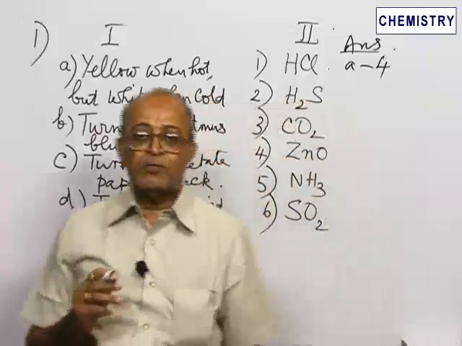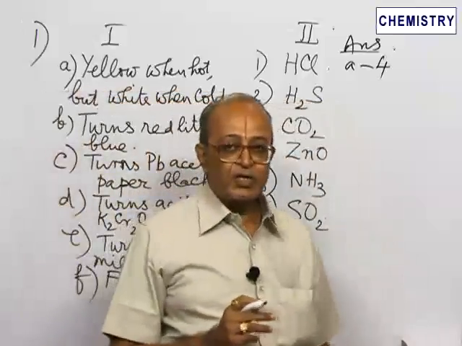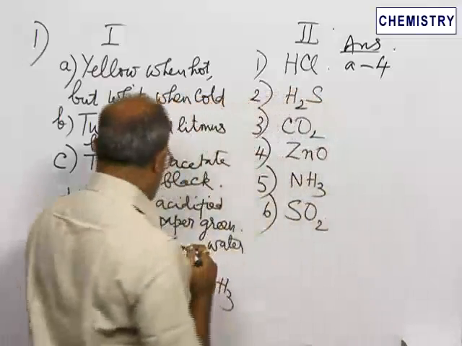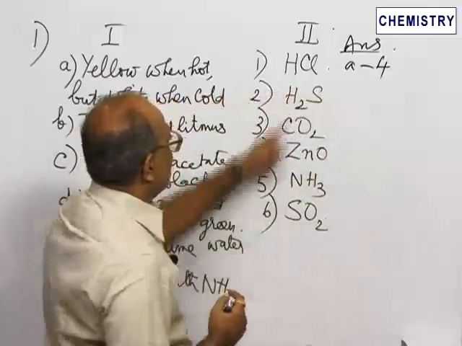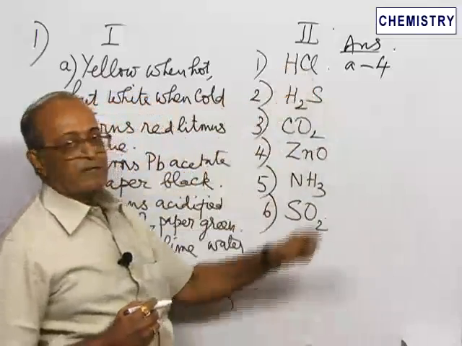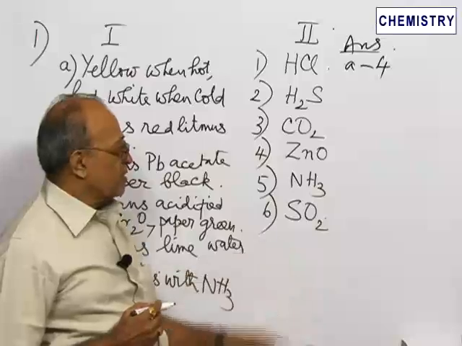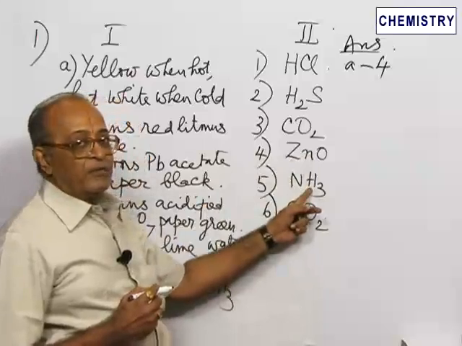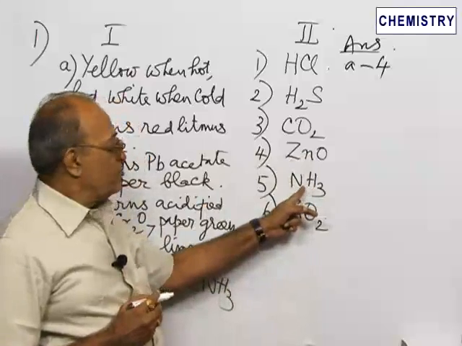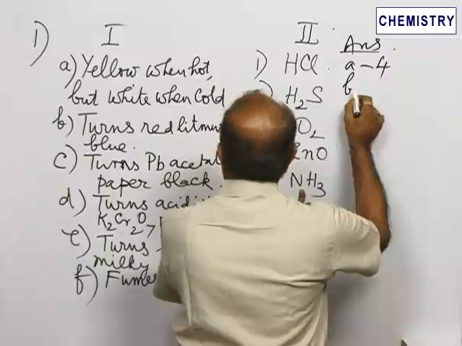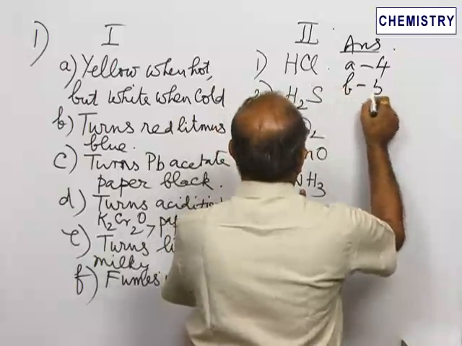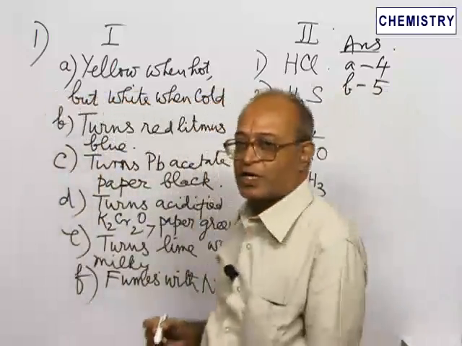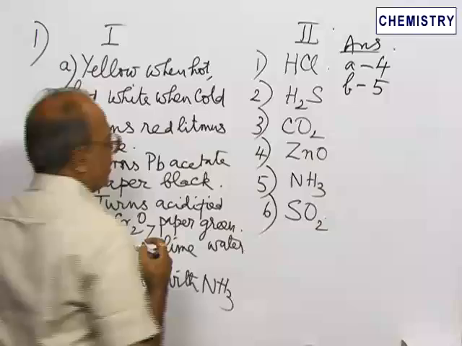Now, second, turns red litmus blue. Red litmus blue means the gas should be alkaline in nature. It should be alkaline in nature. Consider this. This is acidic. This is also acidic. This is amphoteric in nature, acidic. But 5 ammonia is basic in character. So, red litmus turning blue means this change takes place because of the presence of ammonia.